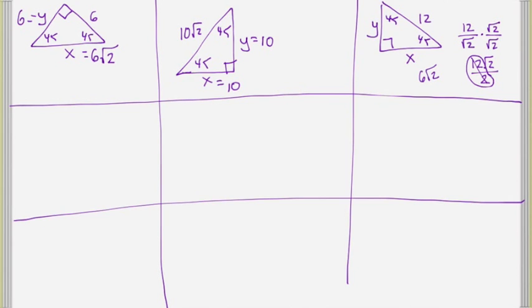And both x and y are going to be the same because it's isosceles. Questions on the 45, 45, 90 pattern? Okay, then we're going to look at the 30, 60, 90 pattern.